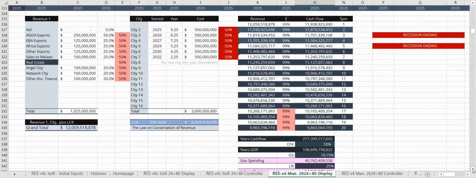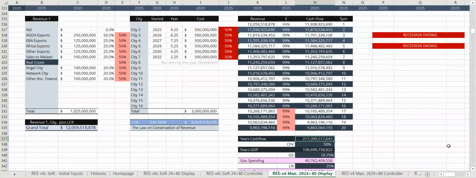In 2035, the recession eases, exports double, spin is increased to 20, and as a result, cash flow increases significantly to 217 billion. So you see, we've had a recession hit, and yet the Malawi network's done better than it was doing before, just by pumping up that E and increasing the spin.